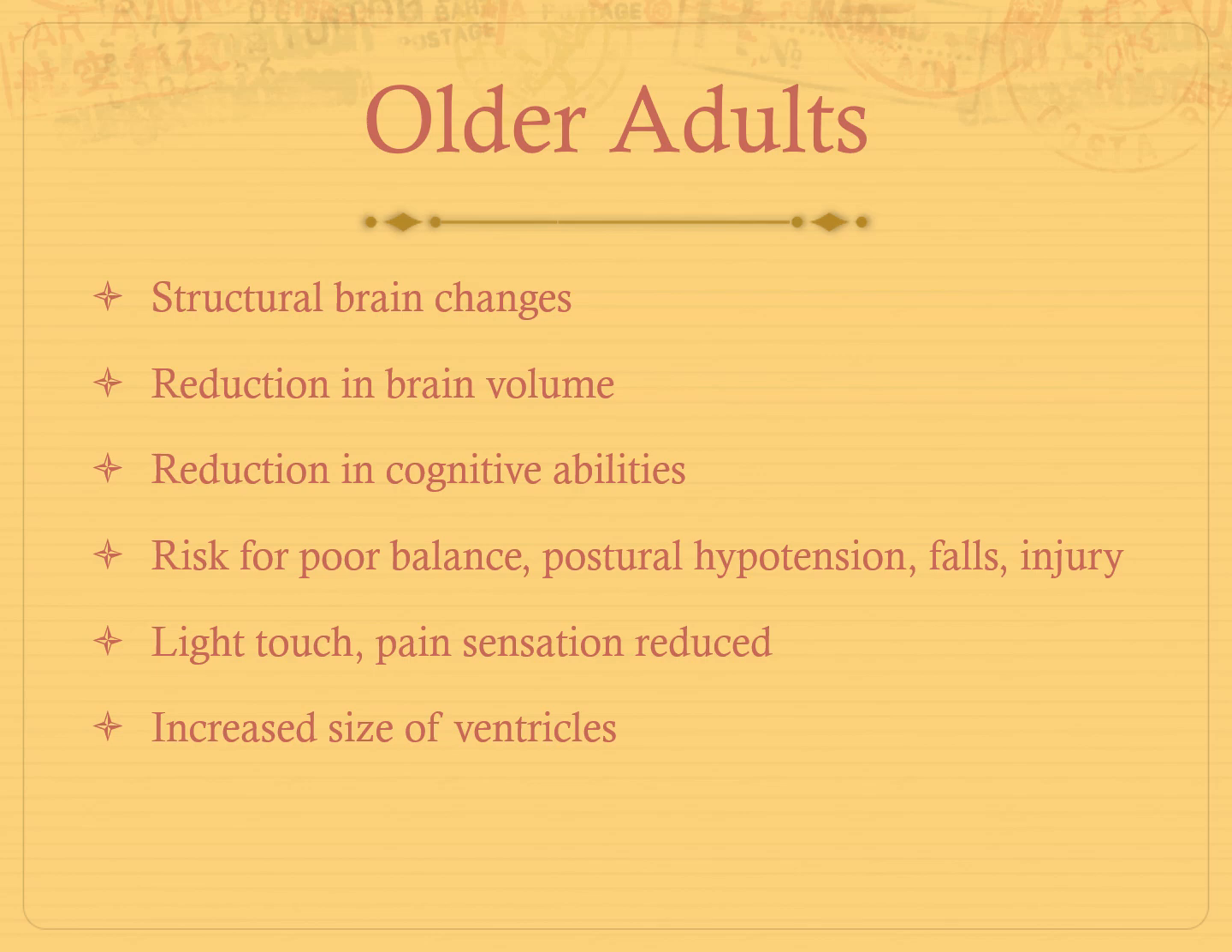And then increased size of the ventricles. As brain tissue gradually decreases, the fluid-filled ventricles within the brain naturally enlarge. This enlargement is considered a normal finding in healthy aging, and it reflects the loss of surrounding brain tissue. However, significant ventricular enlargement may also occur in conditions such as normal pressure hydrocephalus, which can present with gait disturbance, urinary incontinence, and cognitive impairment. Unlike many dementias, normal pressure hydrocephalus is sometimes reversible with treatment, making early recognition of that important.